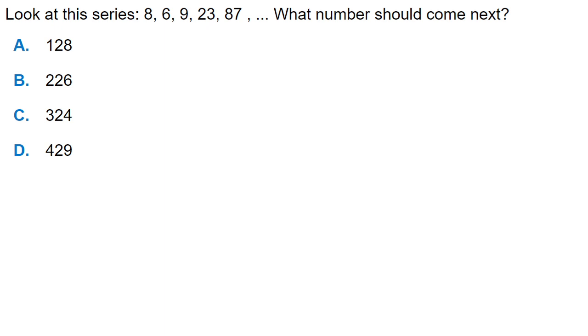Very good. 429 is actually the correct answer. Can you tell us the pattern? Yes, 429 is the correct answer. From 8, how do you get 6? Yes, from 8, how did you get 6? The correct answer is this. Just justify why this answer is correct.